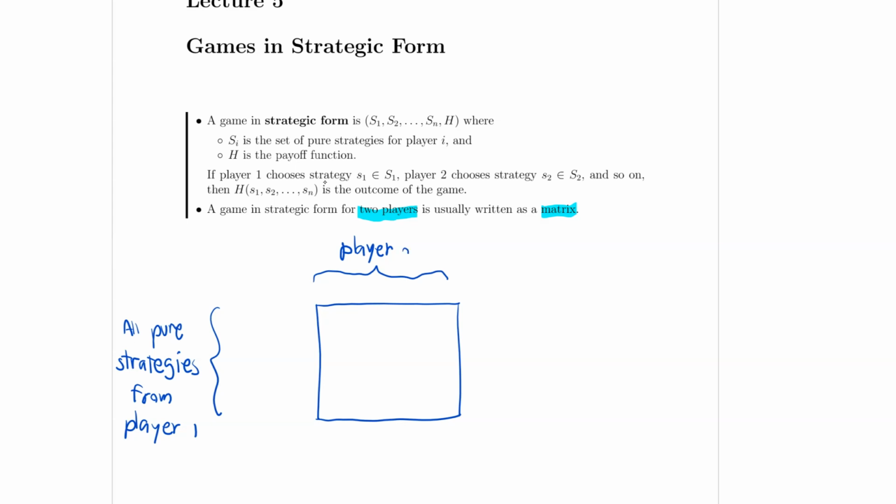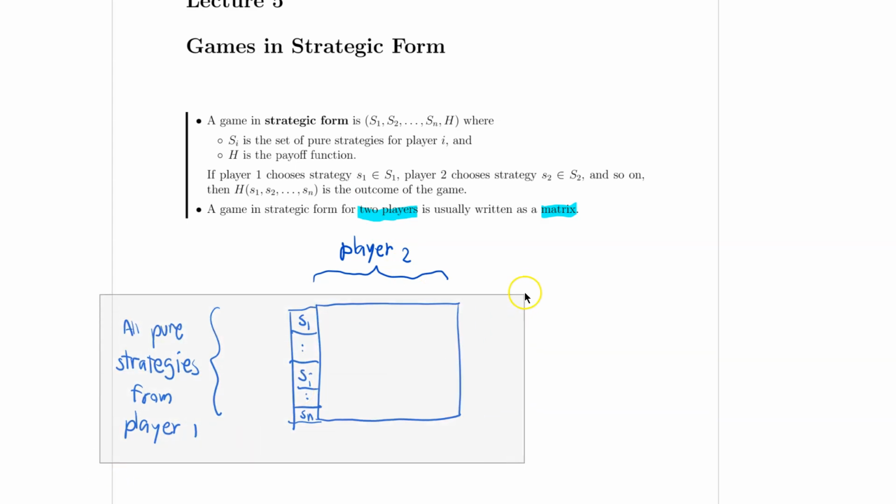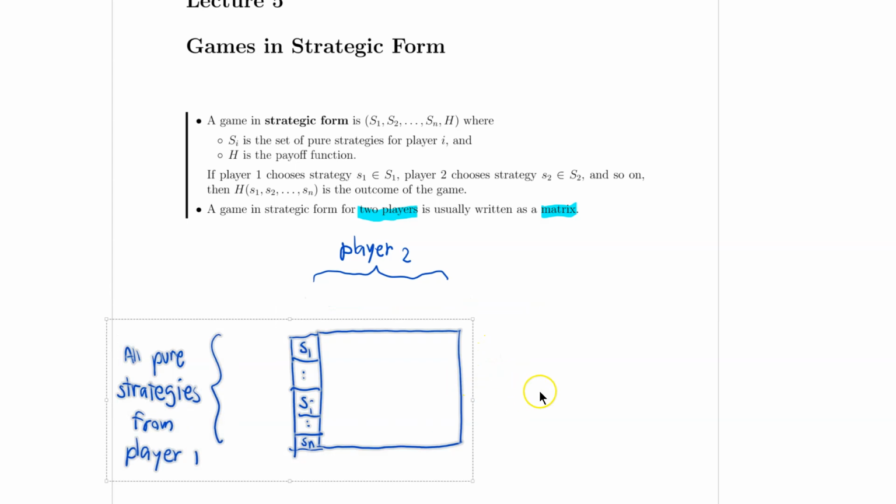So let's say I label my rows S1, S2, and so on, with Si here, and so on to Sn. These are all the possible pure strategies from player 1. And then for my columns, let's say T1, T2, T3, and so on to Tm. These are the pure strategies from player 2.